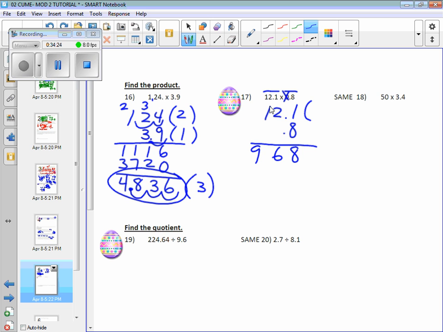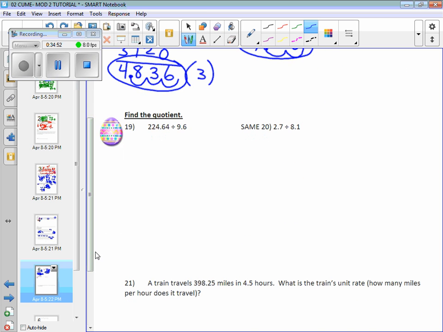How many times have I moved the decimal here? Once. How many here? Once. That's a total of 2. 9.68 is your Easter egg for number 17. And I'm not going to do number 18 because I think you kind of get the idea of what to do. And you kind of get an Easter egg for 19. So let's do it.